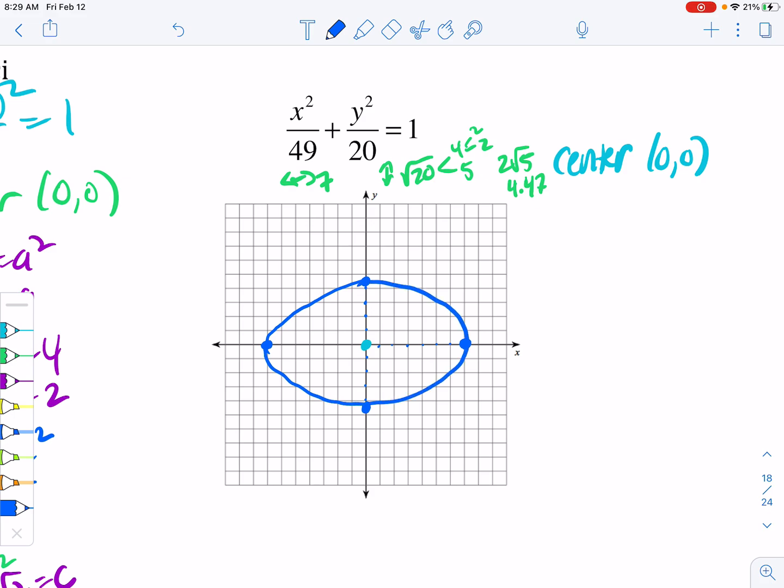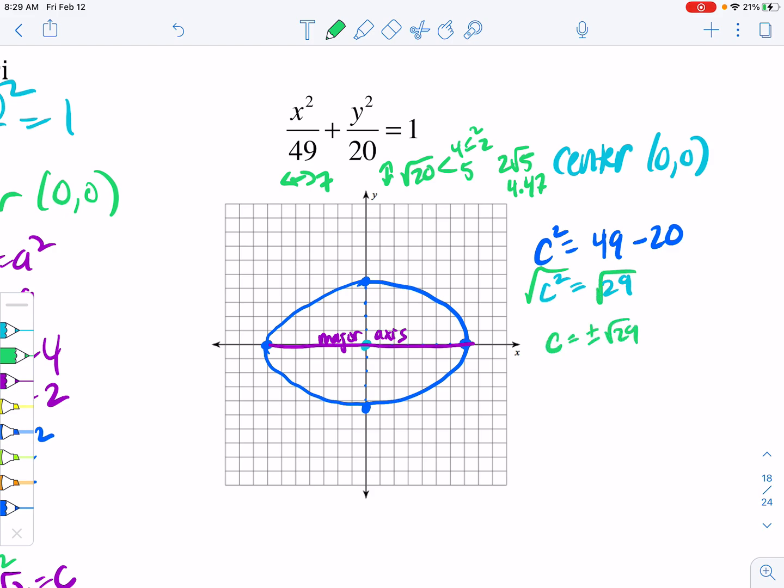Okay. Now, again, the foci is located along the major axis. So our major axis is this one. To find the c value, we're going to do c squared equals a squared minus b squared, with a squared always being the bigger thing. So we're going to do 49 minus 20. Remember, the things underneath are already squared. So 49 minus 20 gives us c squared is 29. So we're going to take the square root of 29. So c is plus or minus root 29. Okay. So we're going to be adding root 29 and subtracting root 29.